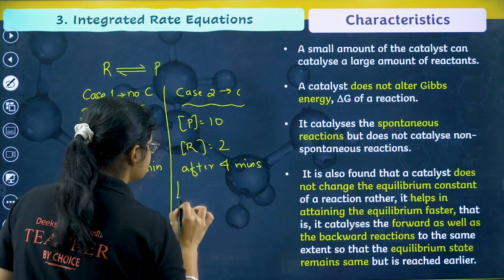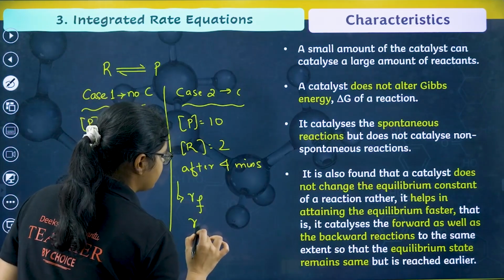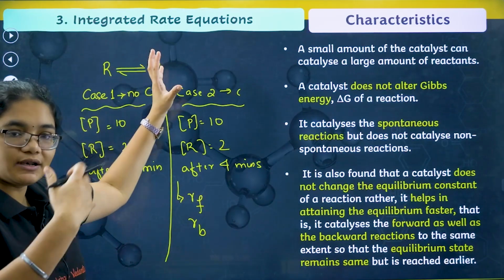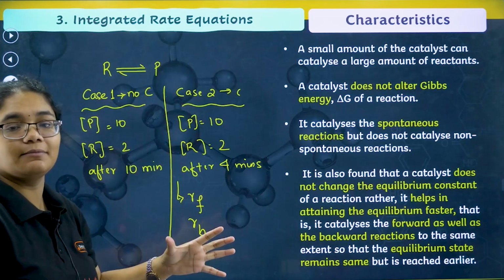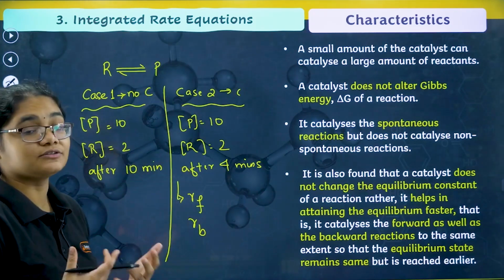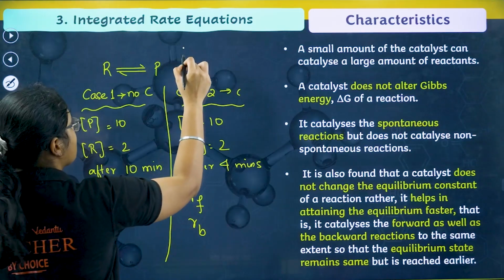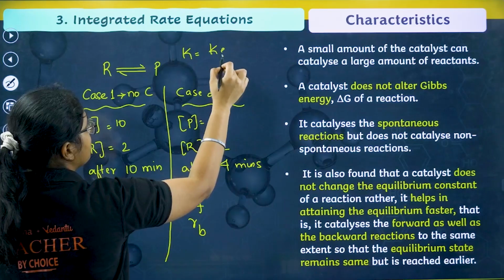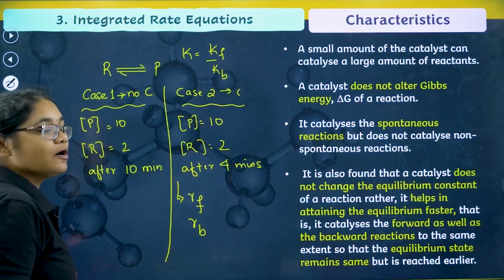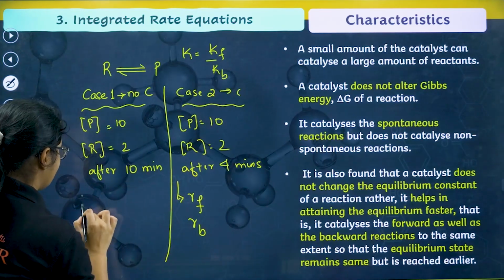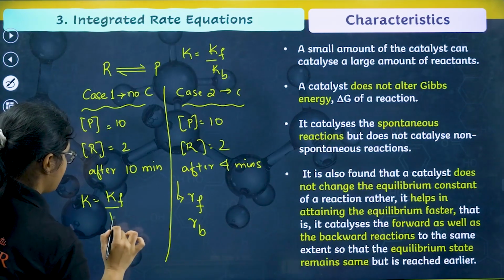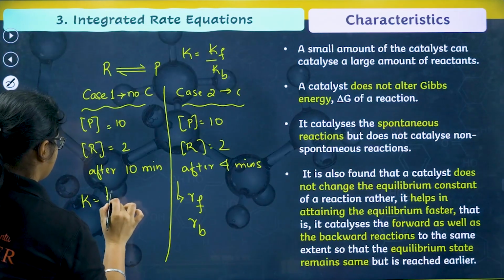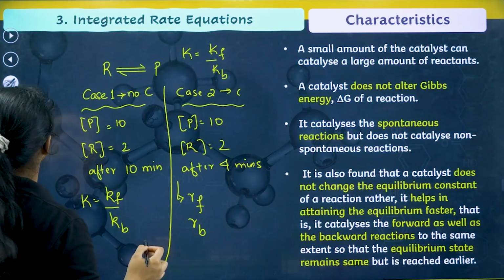It remains the same because the rate of the forward reaction and the rate of the backward reaction were both changed by equal amounts. So if you increase the forward reaction, the backward reaction is also increased by the same amount, as a result of which the equilibrium constant remains the same. If you remember, the equilibrium constant also has a formula of K forward by K backward, right? Now suppose this is without catalyst, it is K forward by K backward.